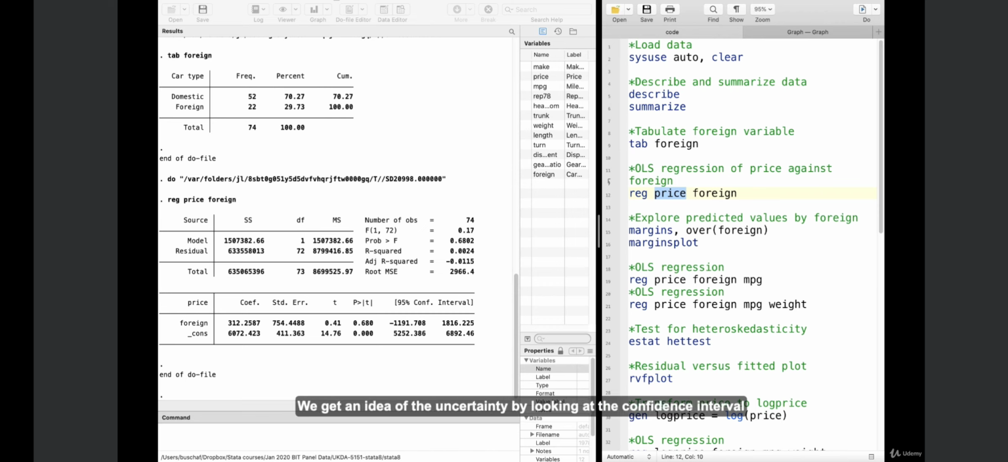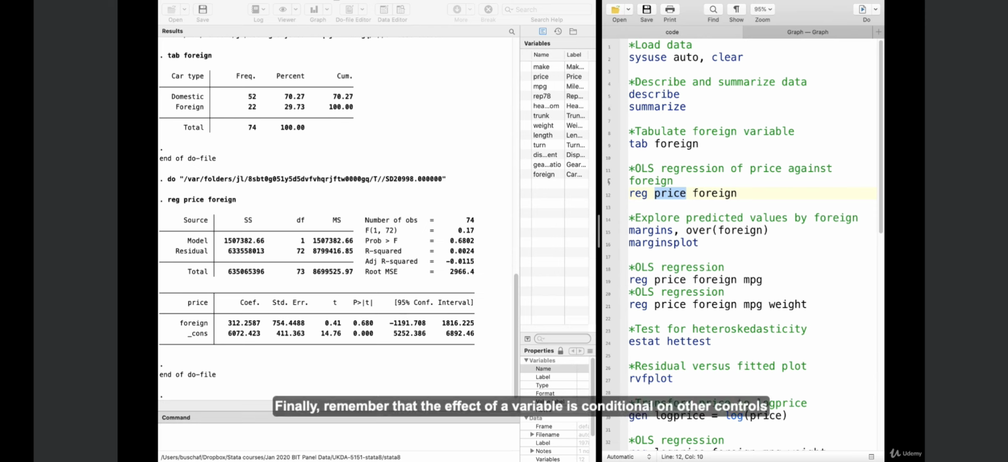We get an idea of the uncertainty by looking at the confidence interval. This ranges between minus $1,200 and plus $1,800. So the true value is somewhere in there, but because the confidence interval crosses 0, we cannot claim statistical significance compared to the value 0.